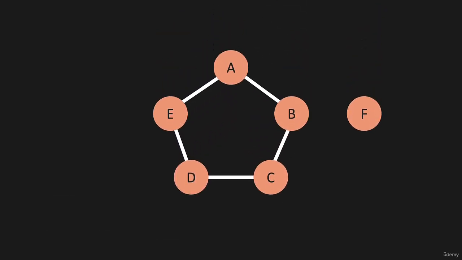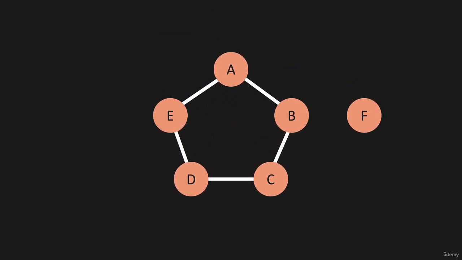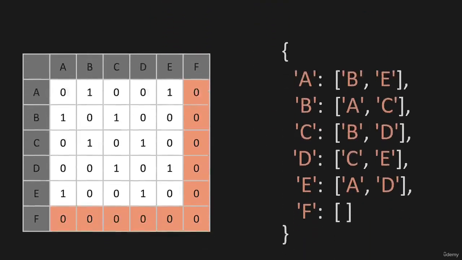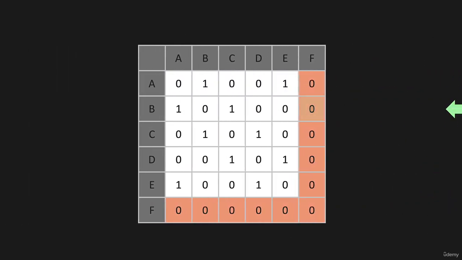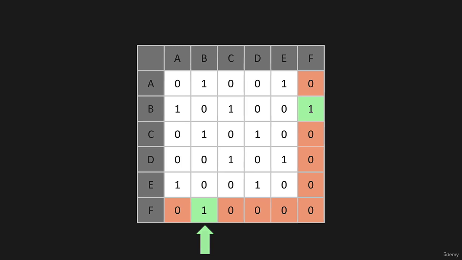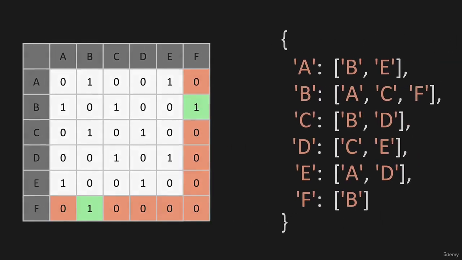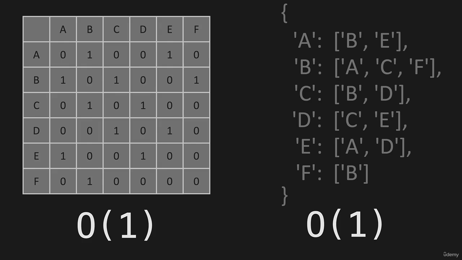So now let's bring our graph back. And what we're going to do next is add an edge. So let's bring these back up. And adding an edge, in this case it was between F and B, is we append an F here, we append a B here. Pretty easy. With the adjacency matrix, we change that to a 1. We change that to a 1. So in this case, both of these are O of 1.